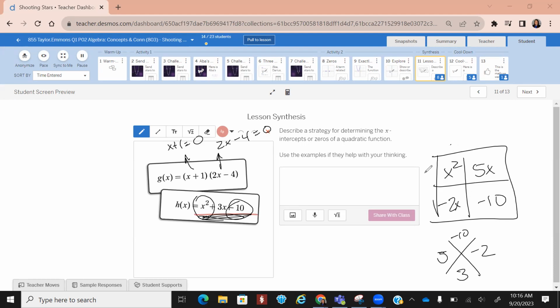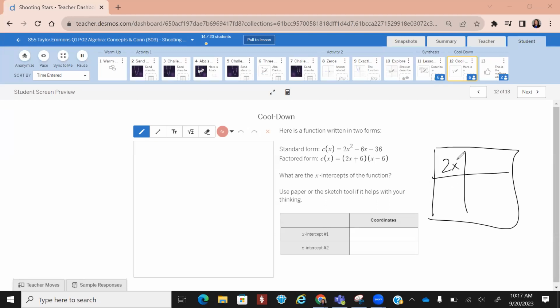So now what times what would give me x squared? X times x. What times x would give me 5x? And what times x would give me -2? So this would be x plus 5 and x minus 2. You would put the first term in the first box, last term in the last box.